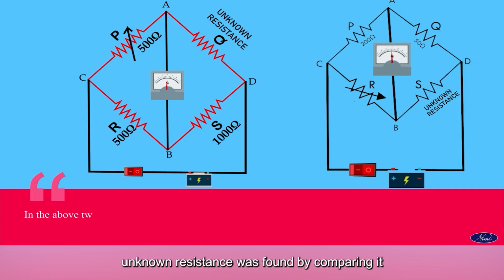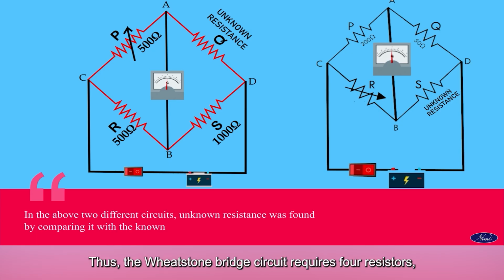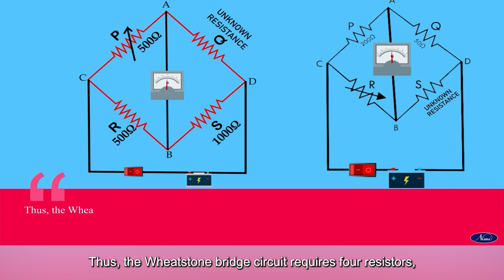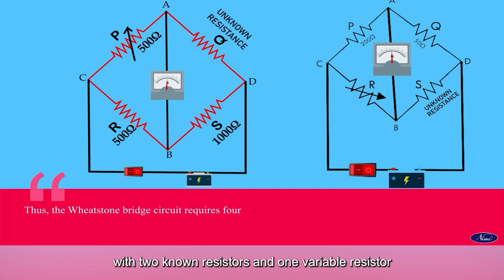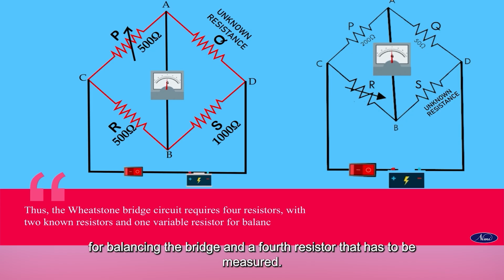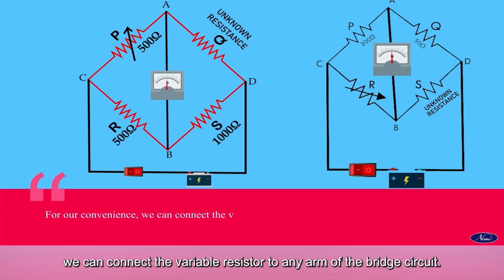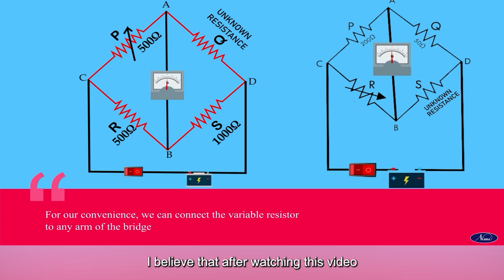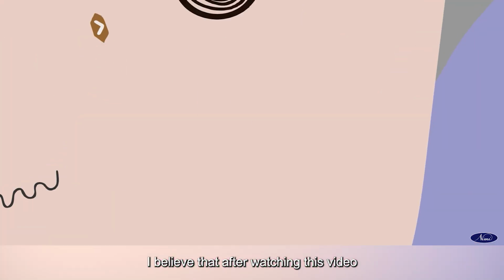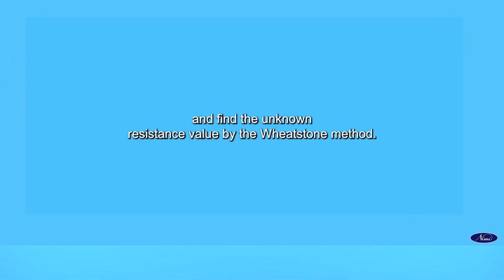In the above two circuits, unknown resistance was found by comparing it with the known resistance value. Thus, the Wheatstone Bridge circuit requires 4 resistors with 2 known resistors and 1 variable resistor for balancing the bridge and a 4th resistor that has to be measured. For our convenience, we can connect the variable resistor to any arm of the bridge circuit. I believe that after watching this video, you will be able to construct a bridge circuit and find the unknown resistance value by the Wheatstone method.